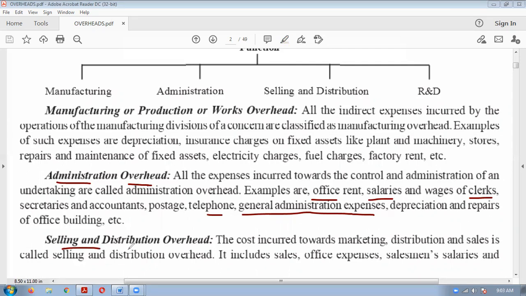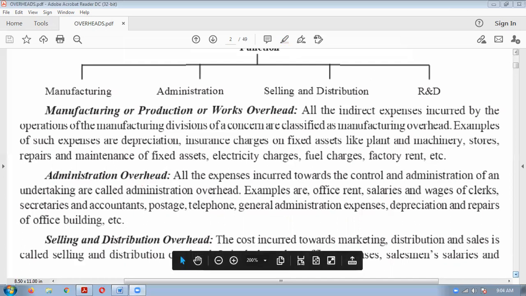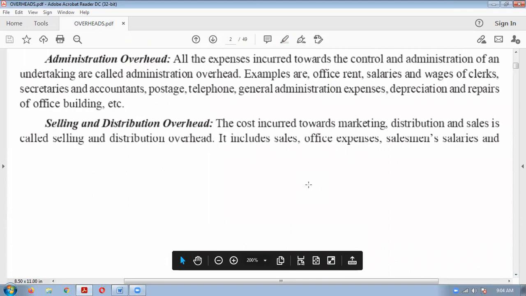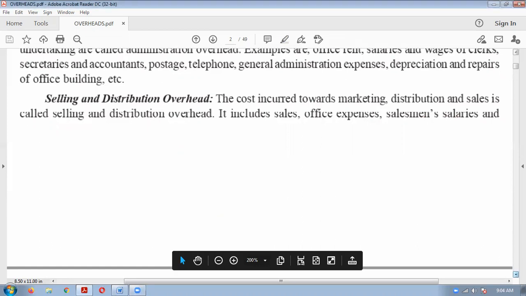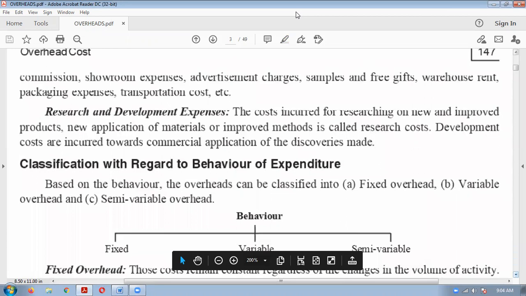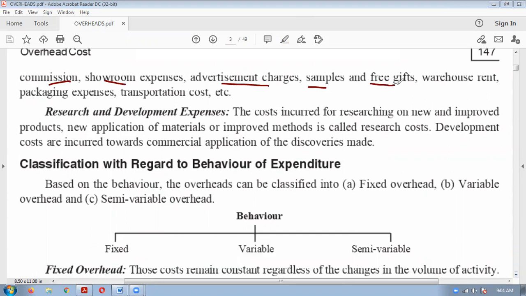Clear? Then what will be selling and distribution overhead? Those costs which are related to the selling department will come under sales overhead or selling and distribution overhead. It includes sales office expenses, salesman salary, delivery van expenses. All these things will come under selling overheads. Also showroom expenses, commission, advertisement expenses, samples. All these are related to sales, so they will come under selling overhead.